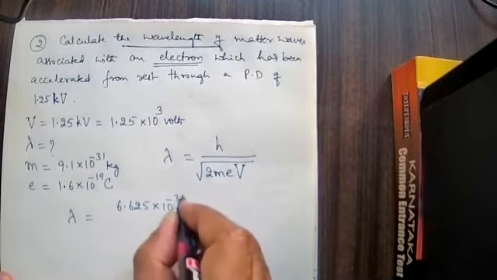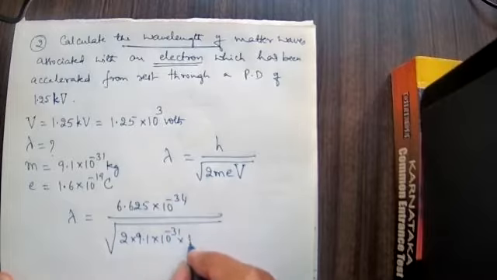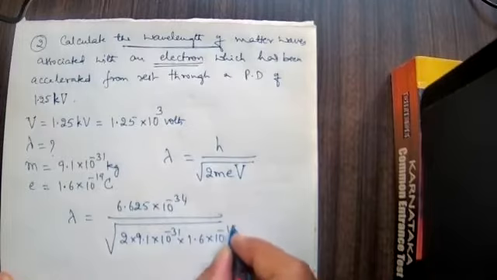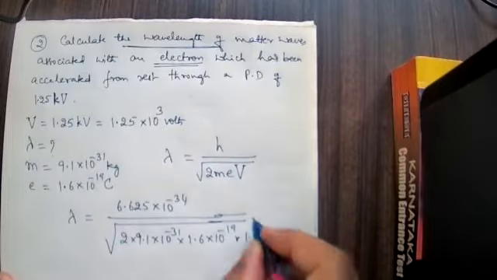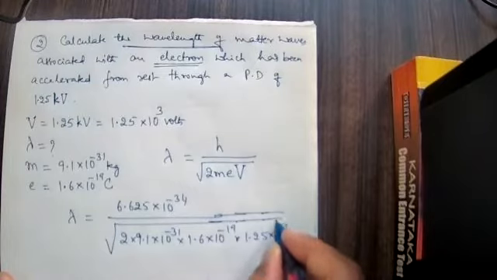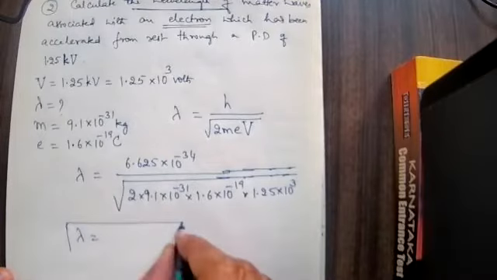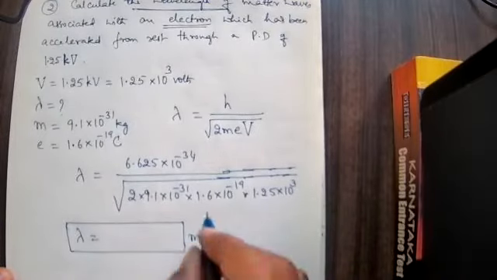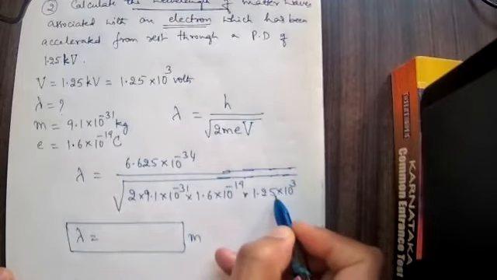6.625 divided by square root of 2, 9.1, electron charge, voltage 1.25 times 10 to the power of 3. Substitution I did, you do the calculation. Everything must be in SI units: joule second, kg, coulomb. This is volts.